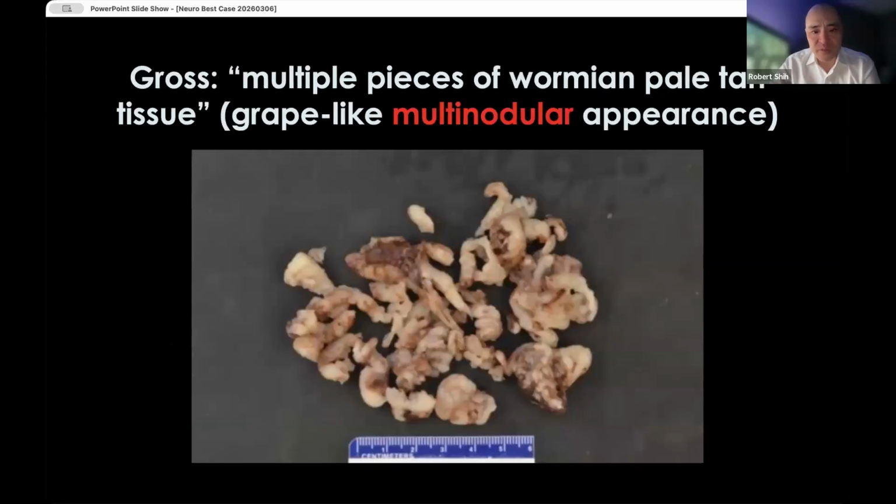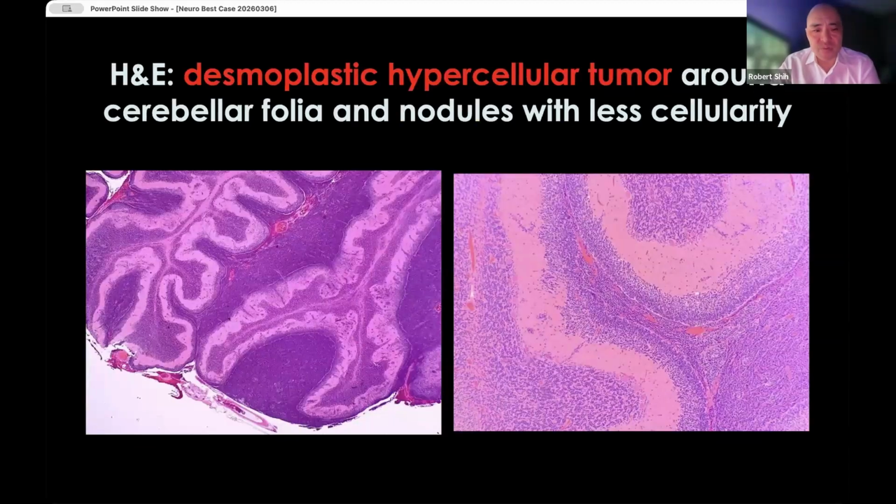So this gross pathology picture kind of mirrors what we saw on the MRI, this multinodular grape-like appearance that's very characteristic of this specific type of medulloblastoma. And here is the histopathology. So on the left side, we have a low power H&E. Right now, my arrow is hovering over very blue parts of the slide.